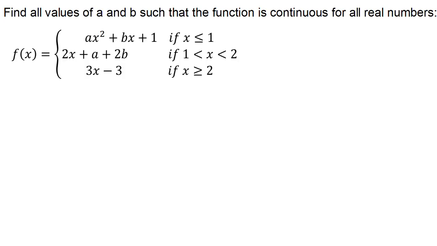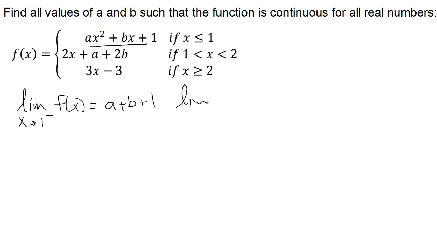For our second one here, we're just going to use the same basic process. We're just going to look for the limit as x approaches 1 from the left and from the right, and then 2 from the left and from the right. So the limit as x approaches 1 from the left of f of x should just be a plus b plus 1, right? Just plugging it into the top part here. And the limit as x approaches 1 from the right of f of x, well, that comes from this, which will be 2 plus a plus 2b.